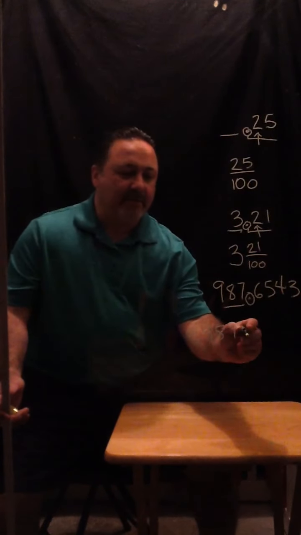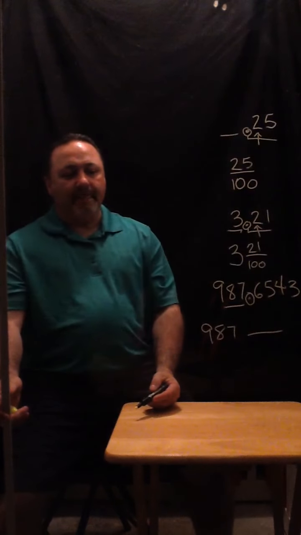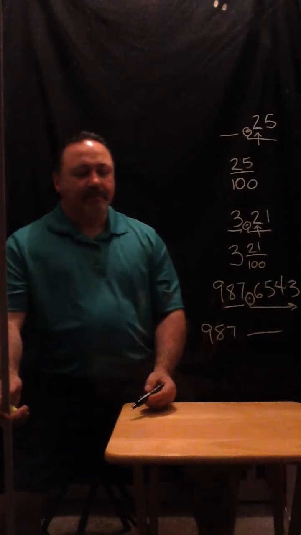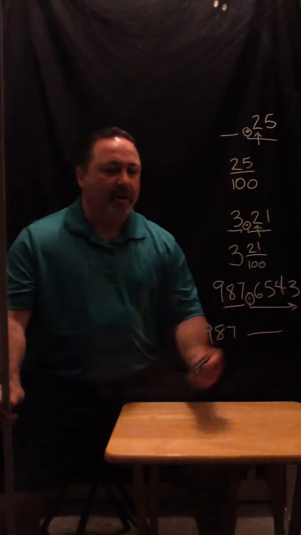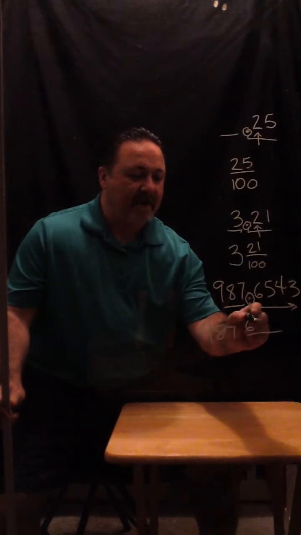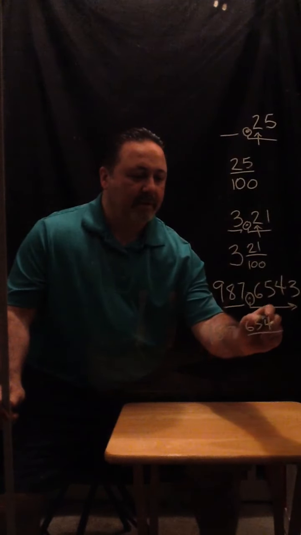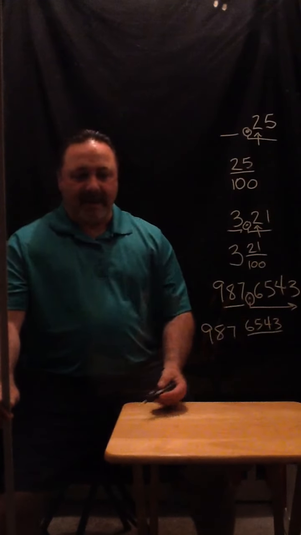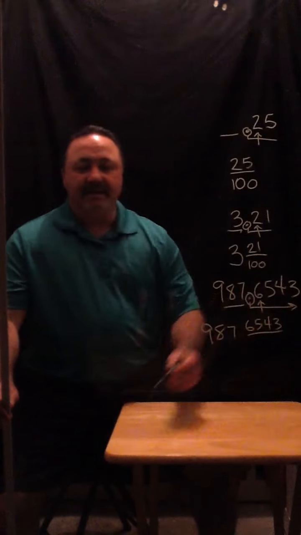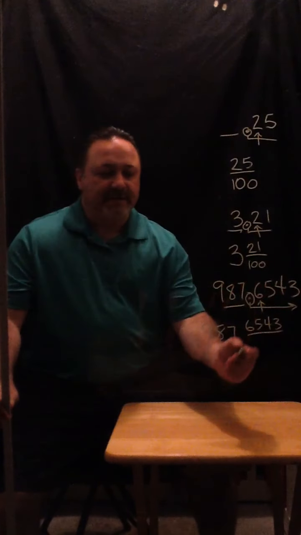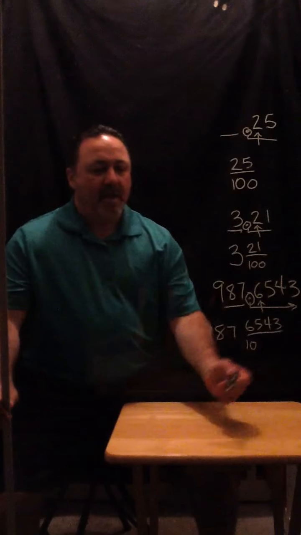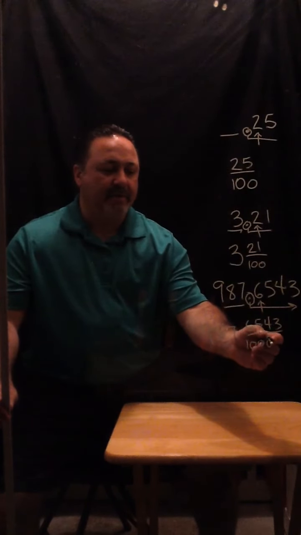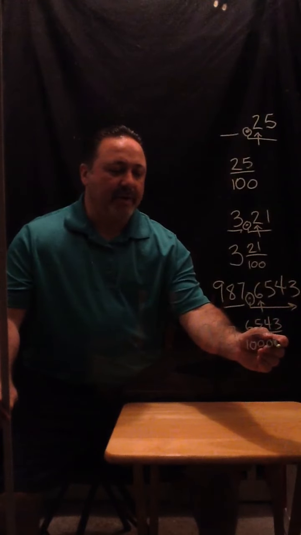987. And then I'm going to write my fraction bar, and everything that's to the right of the decimal goes on top of my fraction bar. So 6, 5, 4, 3 goes on top of my fraction bar. Now again, the 6 is in the tenths place value, so underneath the 6 I'm going to write a 10. Underneath the 5 I'm going to put a 0. Underneath the 4 I'm going to put another 0. And underneath the 3, I'll put another 0.